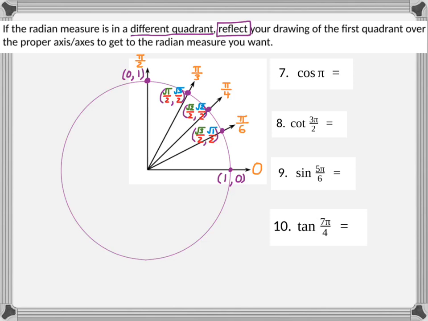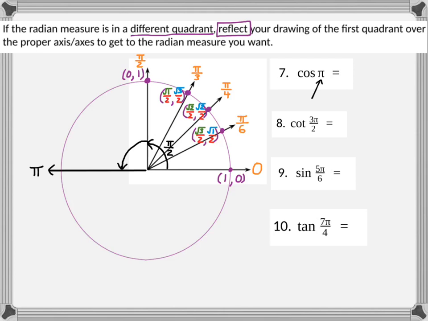All right, let's find the values of these trig functions here. In number 7, I'm looking at cosine of pi. First, I need to know where pi is. These first few, hopefully you remember, but just in case you don't, to locate pi, to rotate 90 degrees is pi over 2. That's how we got to the y-axis. That's half of pi. If I rotate another half of pi, I get to pi. 1 whole pi.